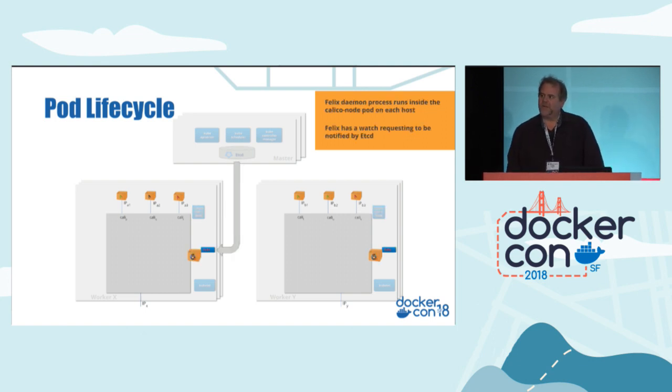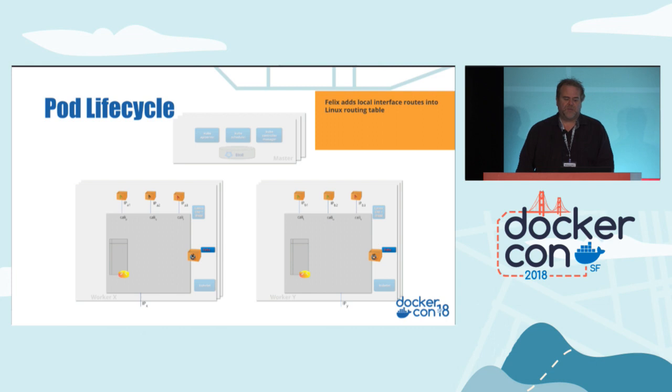etcd will then turn around and tell the Felix agent, which we have running on every host, that there is a new pod, here's its address, and here's its interface. Felix will then take those IP addresses and install them in the Linux kernel routing table. At this point, all the pods on a given host can talk to all the other pods on a given host. If you trace route between two pods, you'll see a router hop in the middle of it, and that's the underlying Linux kernel.